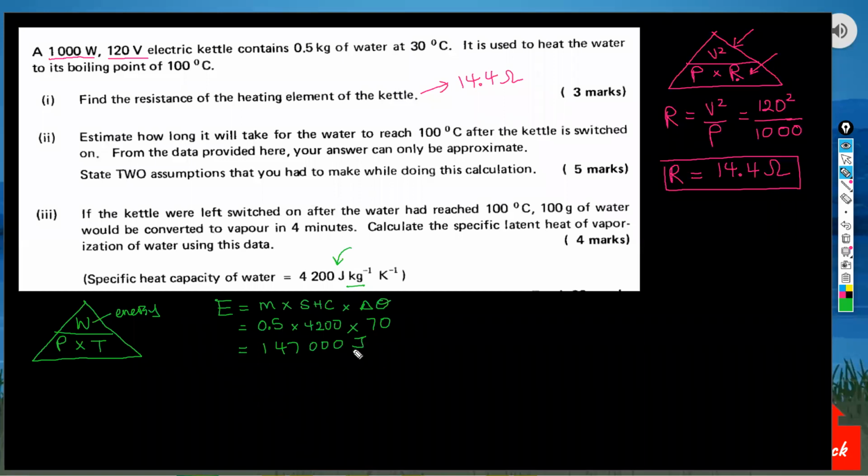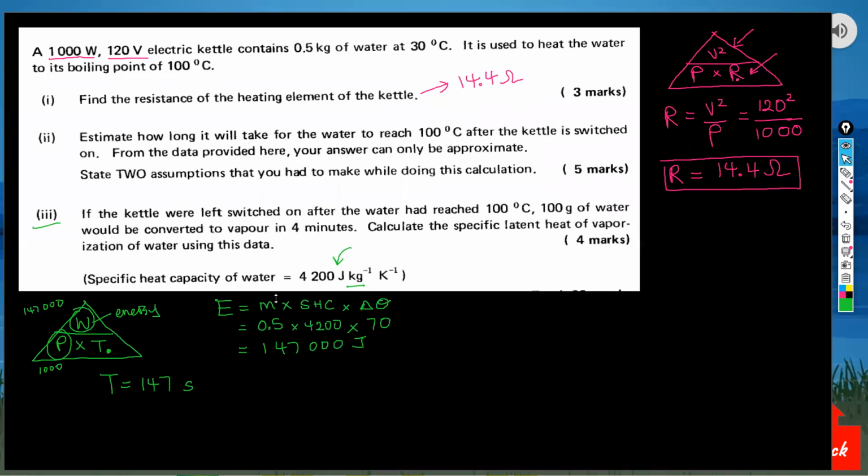I get 147,000 joules. To calculate the time, we have to take the work or energy, which we do have, that's the 147 with the 3 zeros, and divide it by the power, which is 1,000. If we divide those two things, the time is 147 seconds. Congrats to the people who got that.